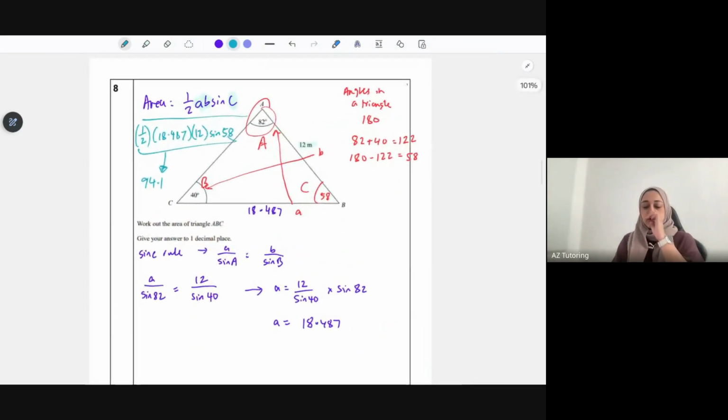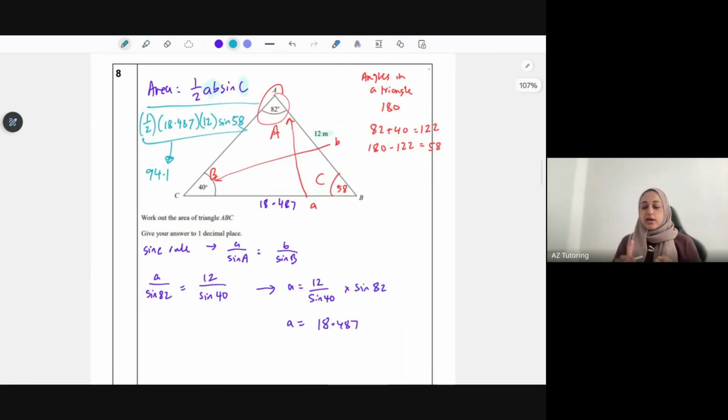So yeah, that was quite a tricky one. We were using three rules there. Area of a non-right angle triangle, sine rule, and then also finding a missing angle, knowing that angles in a triangle add up to 180. So yeah, that was quite tricky.